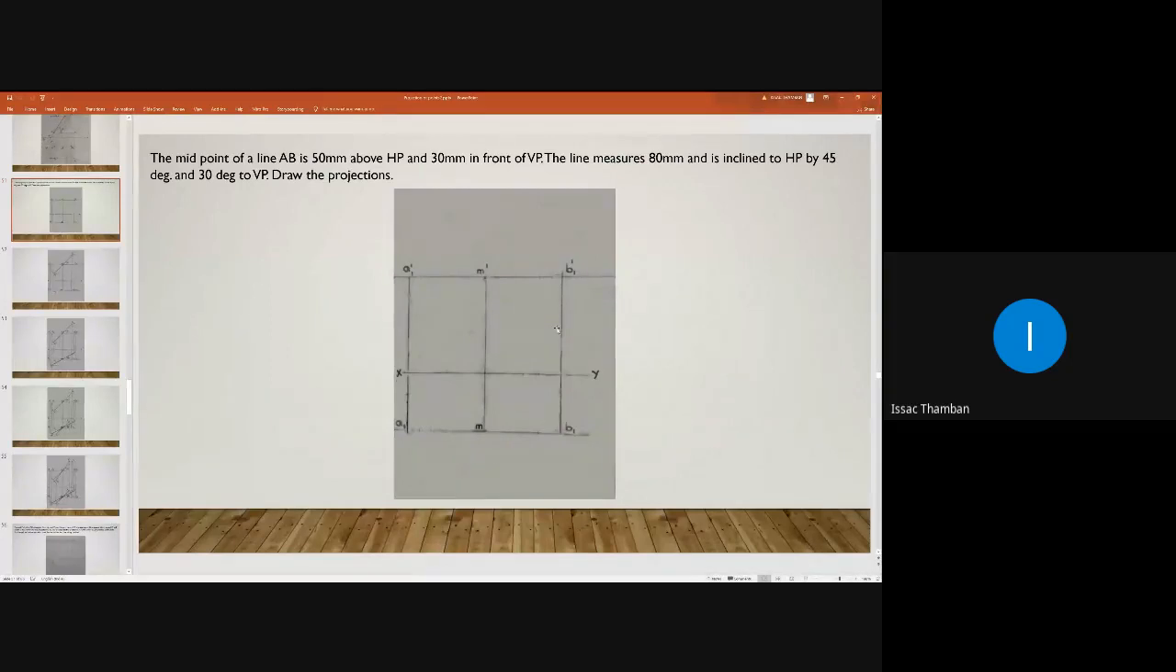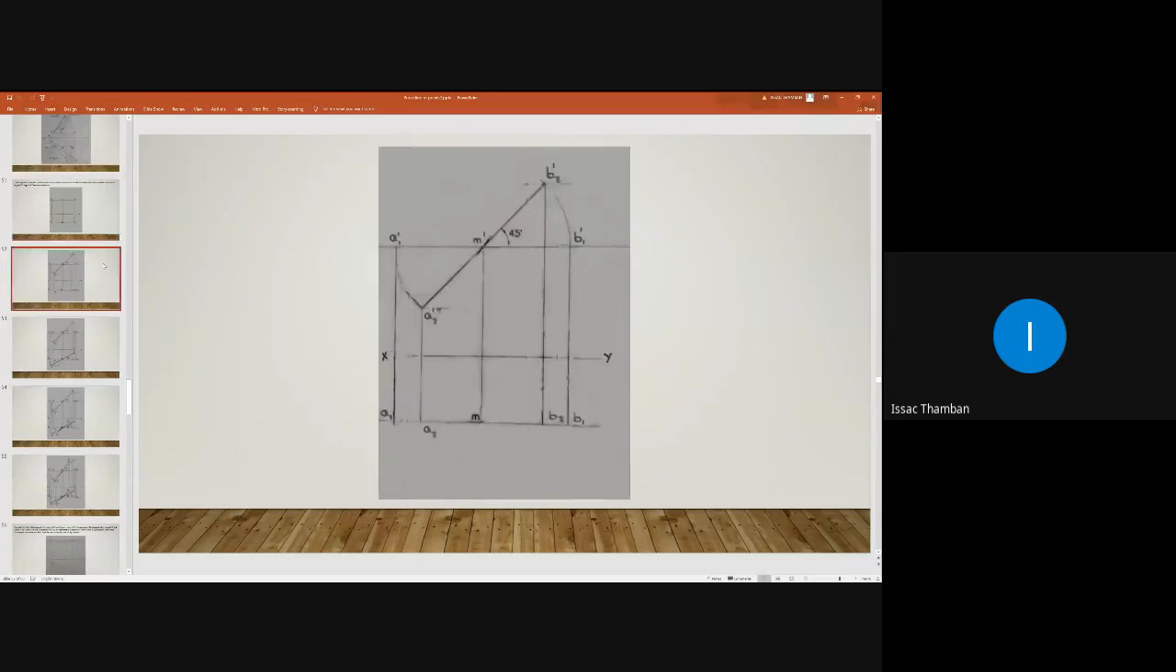Have you finished this? Okay. Now I am tilting this line with respect to HP, keeping it parallel to VP. So I'm moving to the next slide. The inclination with respect to HP is given as 45 degrees. So here we have M dash. Through point M dash, you have to draw a 45 degree line.